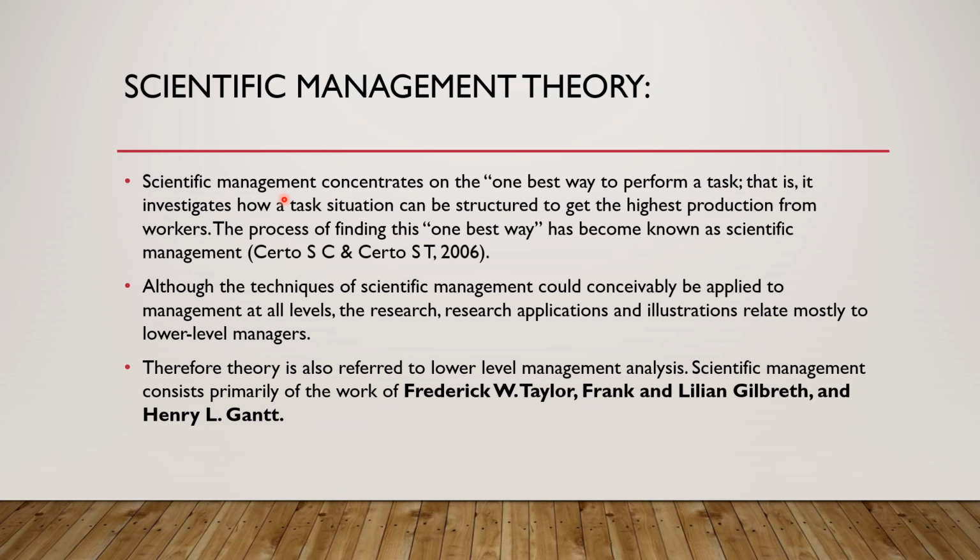Let us see what was scientific. Scientific management concentrates on one best way to perform a task. That is, it investigates how a task situation can be structured to get the highest production. The process of finding this one best way has become known as scientific management. So we say, okay, what is the scientific way of doing things? So scientific way is the most efficient way, one best way of doing anything.